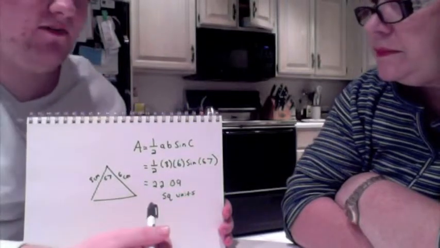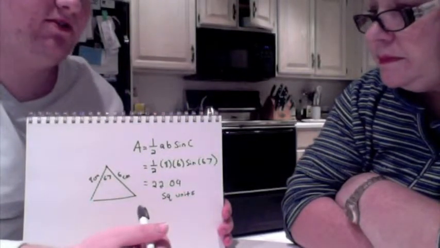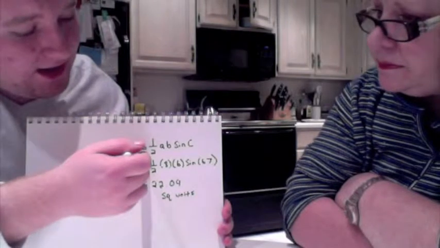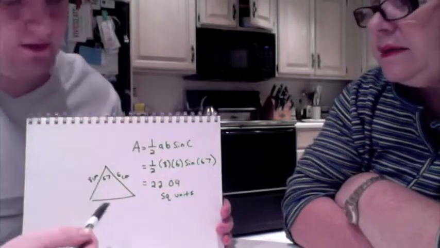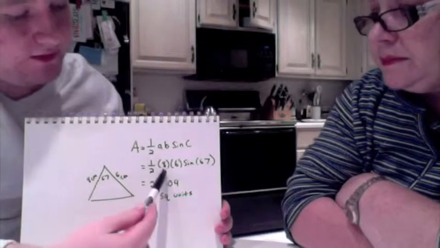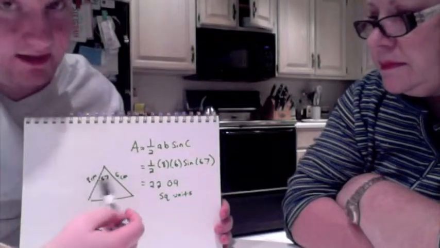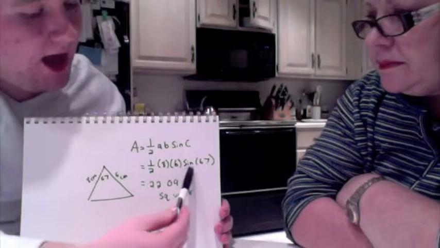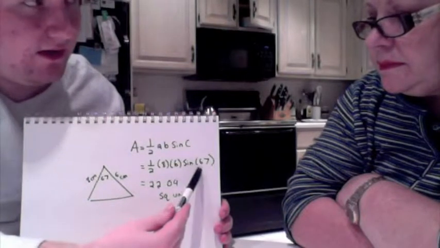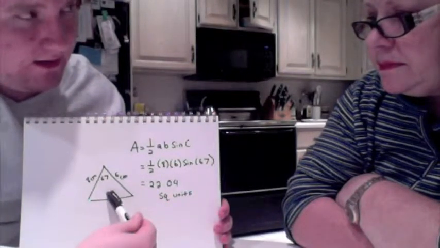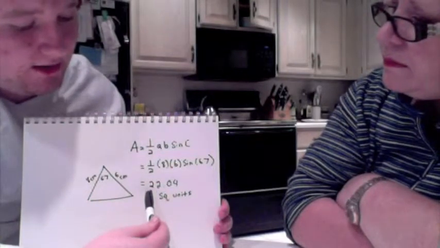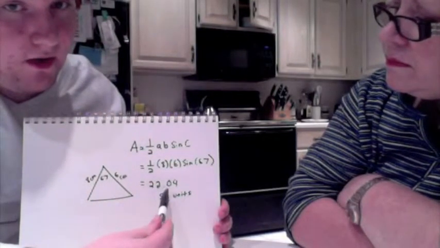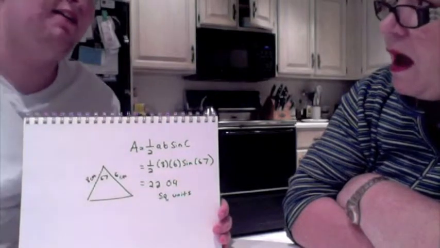The formula for this particular triangle is A equals 1/2 ab sine C. Oh, that sounds complicated. So all you have to do is take 1/2 times your two sides, 8 and 6, times the sine of your angle, 67. And all you have to do is plug it in your calculator, and your total answer is 22.09 square units, and that's your area.